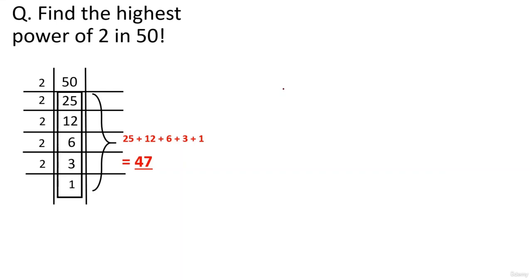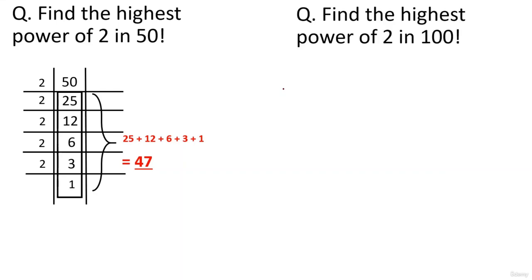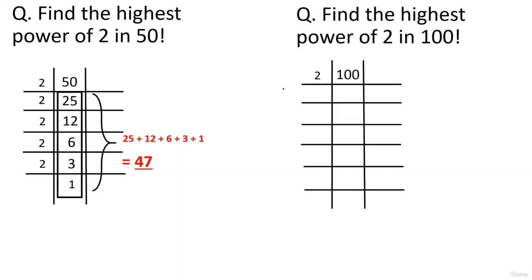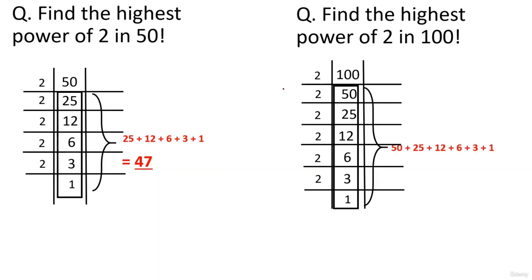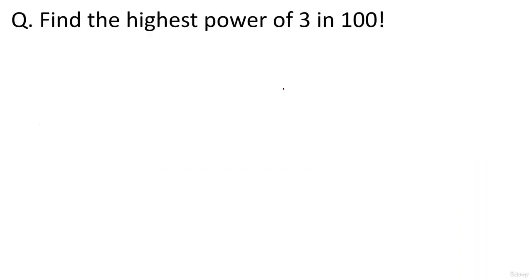Okay, highest power. Next question is find the highest power of 2 in 100 factorial. Exact same thing we do. 100 divided by 2, 2 50s are 100, 2 25s, 2 12s, 2 6s, 2 3s, 2 1s. Add all these values; the highest power will be 50 plus 25 plus 12 plus 6 plus 3 plus 1. पिछले वाले आंसर में 50 ऐड कर दो, the answer is 97. So the highest power of 2 that divides 100 factorial is 97.